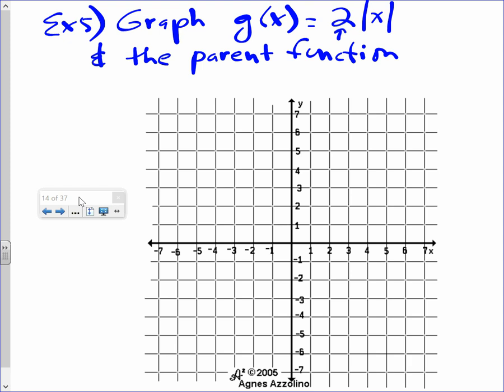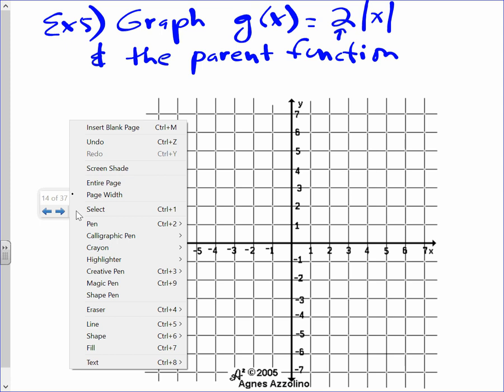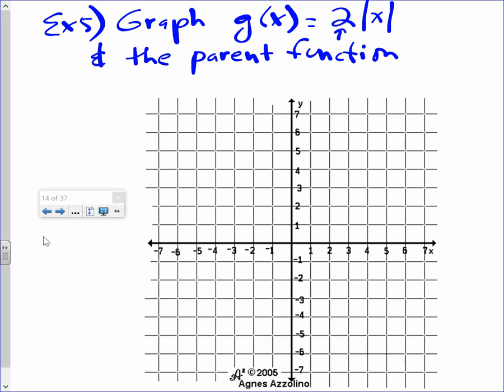So we know the parent function of an absolute value function is this. Okay, we should memorize this by now. It's just a V, right? Going through 1, 1, 2, 2, and so on. This is an absolute value function. I recommend you just start memorizing them at this point.